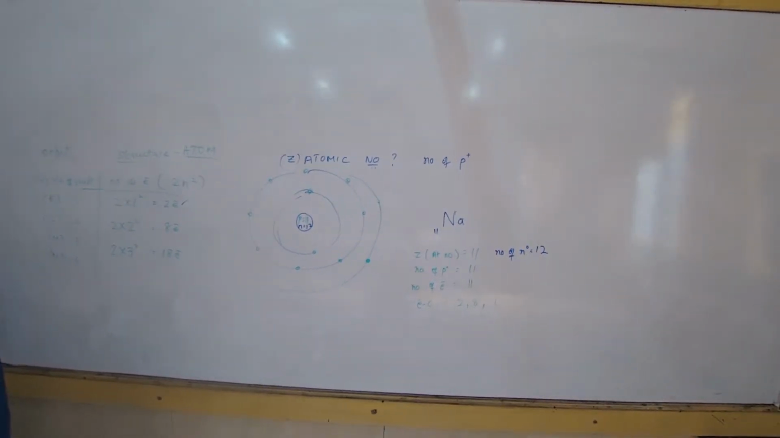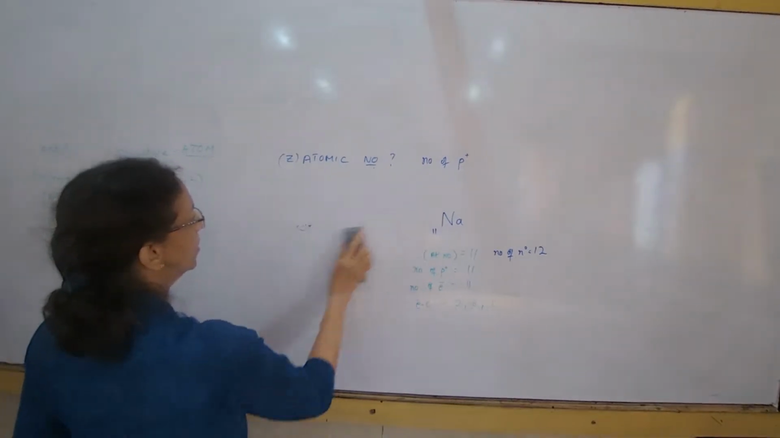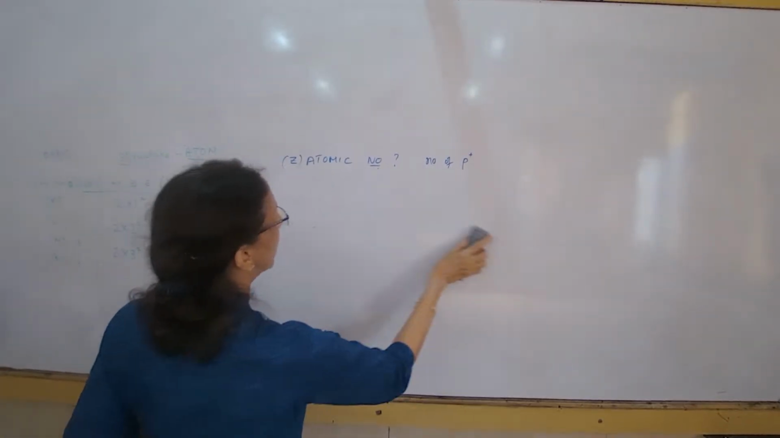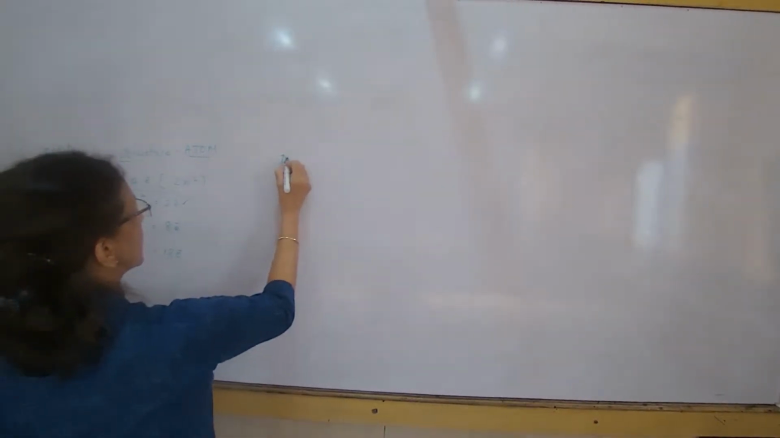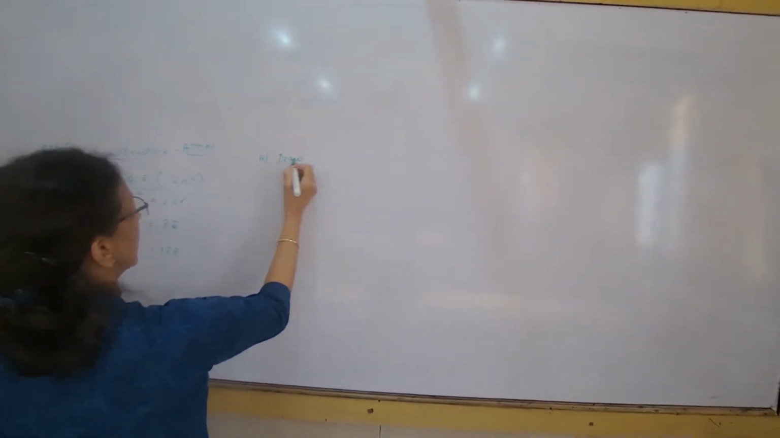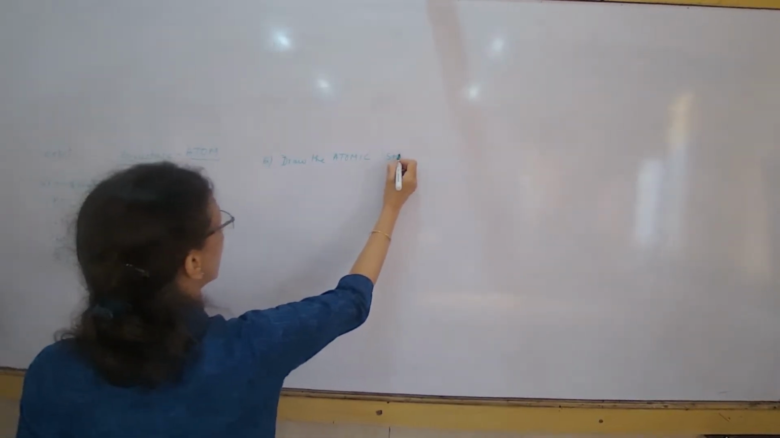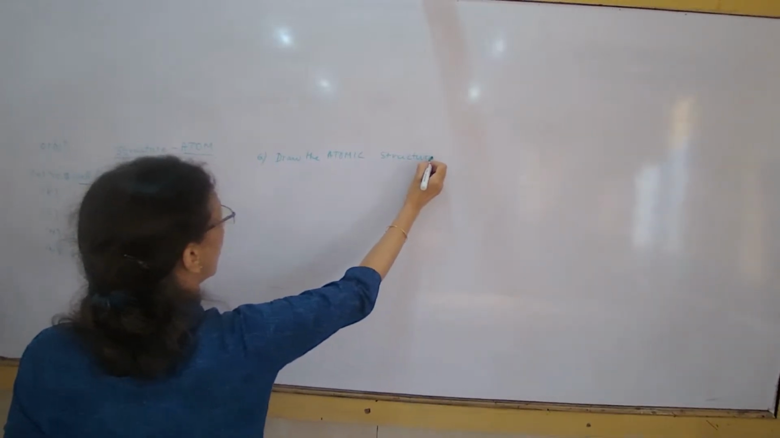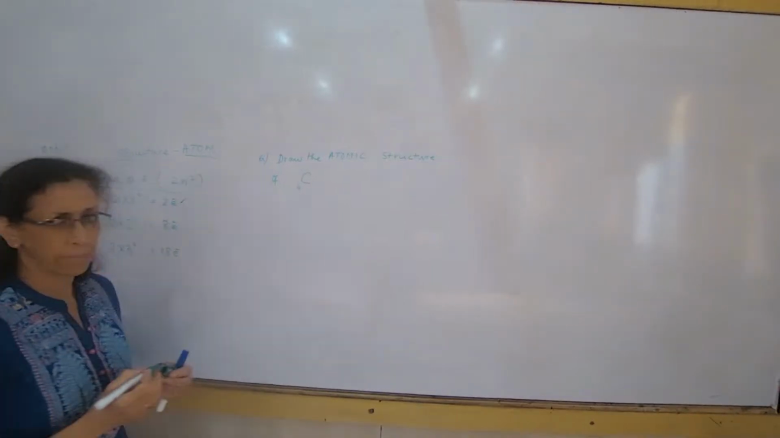Got it? You want to try one more? Yes. You have understood now how it has to be done? Come on, let's take another one. Okay. Next one. Draw the structure. Come on, take down this question. Draw the atomic structure of carbon. I'll put a 6.